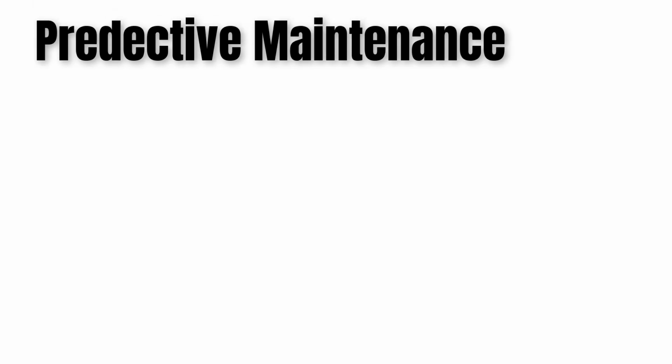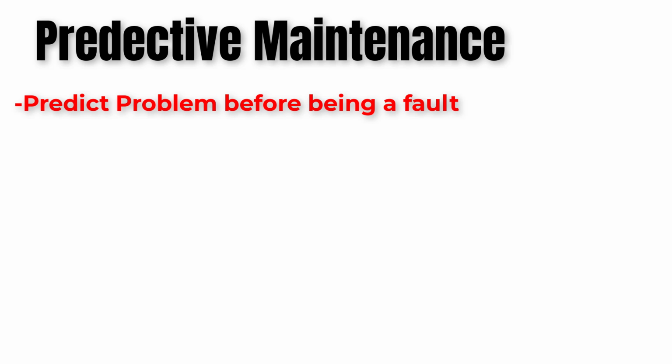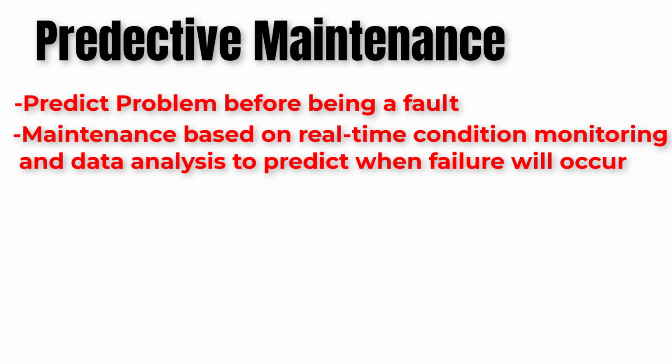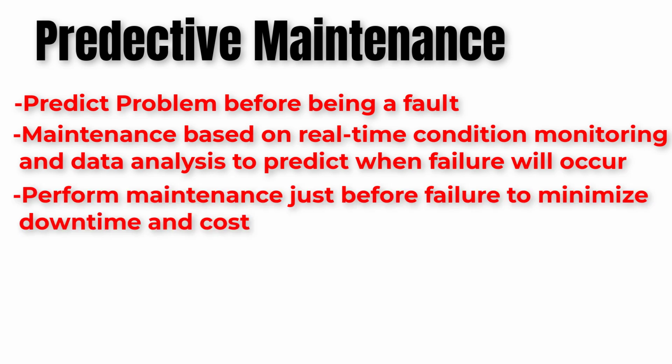Now let's move on and see what is predictive maintenance. Predictive maintenance, from its name, we predict the problem before it's happening. So here, it's maintenance based on real-time condition monitoring and data analysis to predict when failure will occur. So our goal here is to perform maintenance just before failure to minimize downtime and cost.